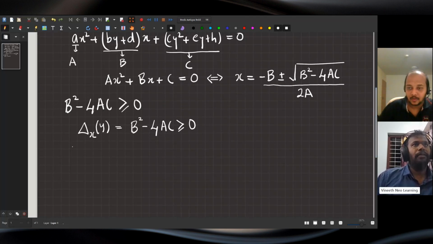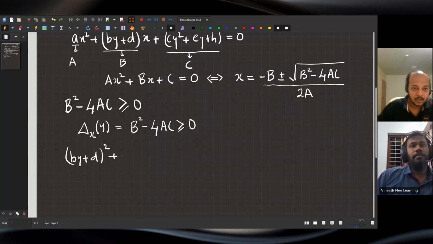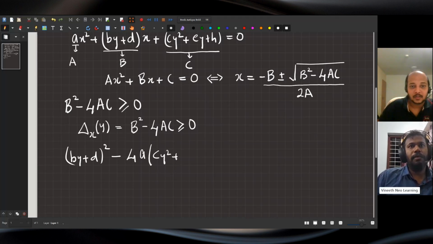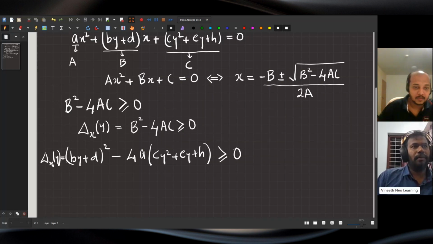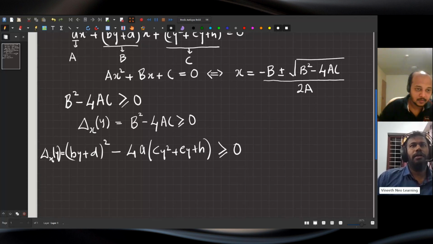Let's find out what that discriminant is. We know b equals by plus d. So we have (by plus d) whole squared, minus 4 times a times (cy squared plus ey plus h). Yeah. This should be greater than or equal to 0. This is the delta x of y.